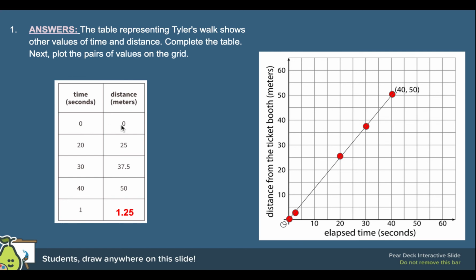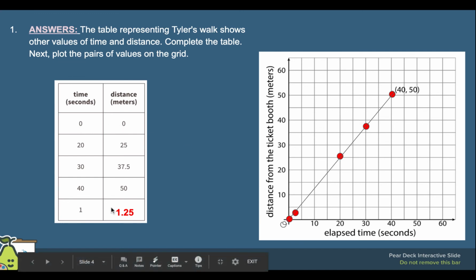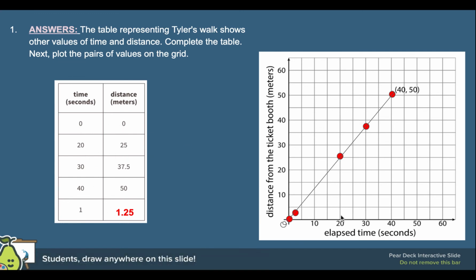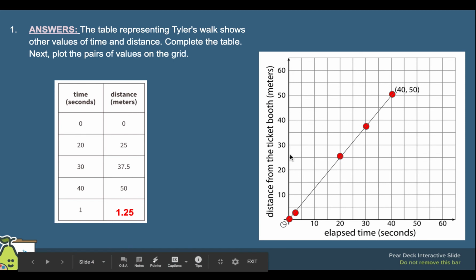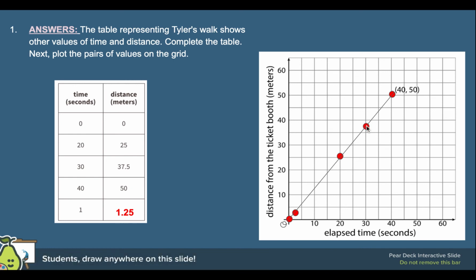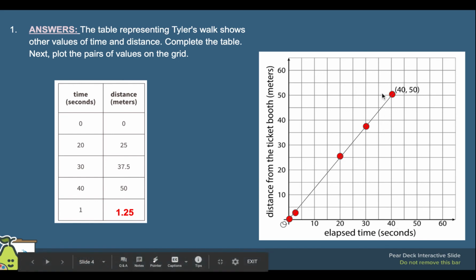So this 0, 0 is the origin. This 20, 25, so into 20, then 25. Next one was 30, and I know this was 35 right here, and this is 40. So I put it right in the middle at 37.5, and then 40 to 50.